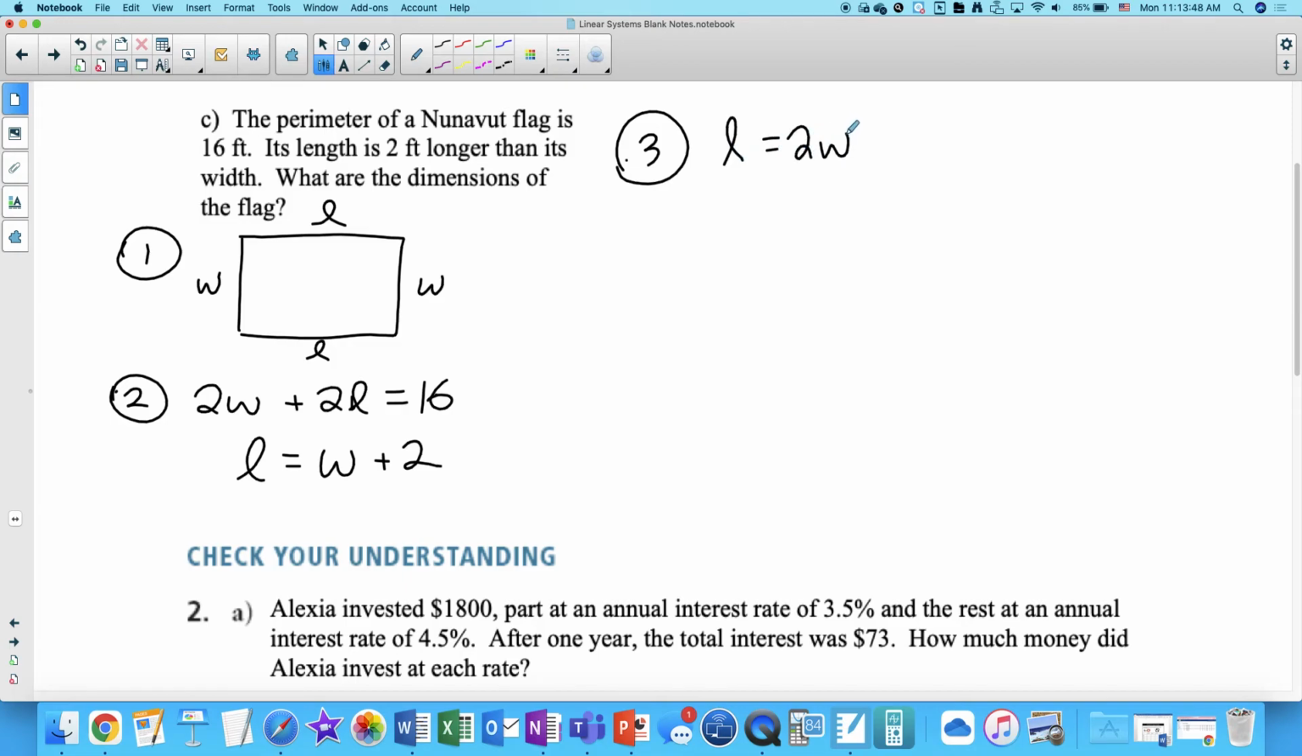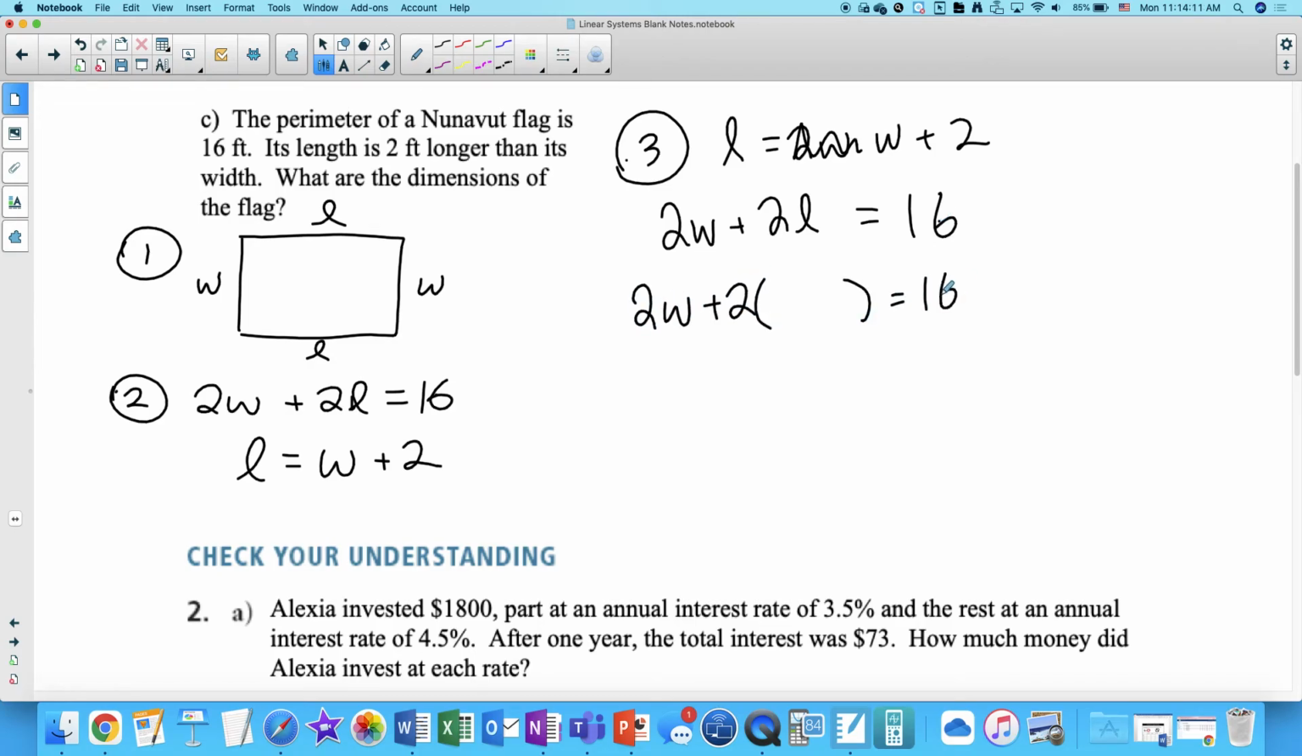So L equals W plus 2. I isolated L in the second equation, so I'm going to sub into the first. I'll write this out. And I isolated L, so that's where I'm going to put my brackets in for L. In the brackets, I put the expression that I isolated, so W plus 2. And then I just do the normal distribution, collecting like terms.